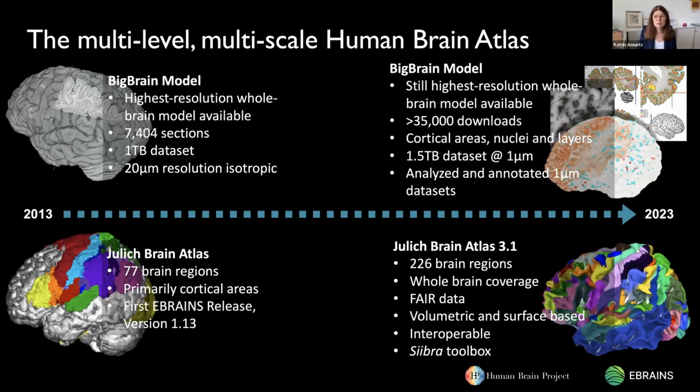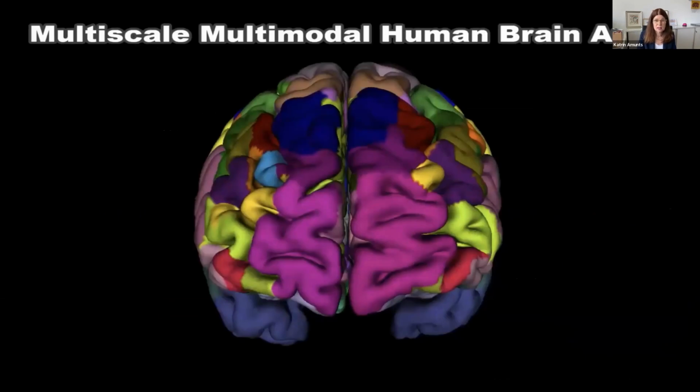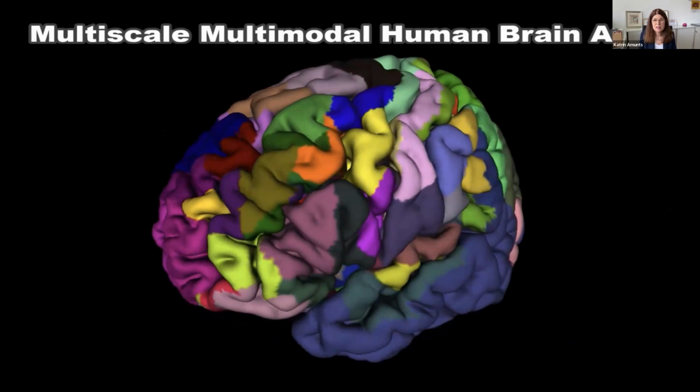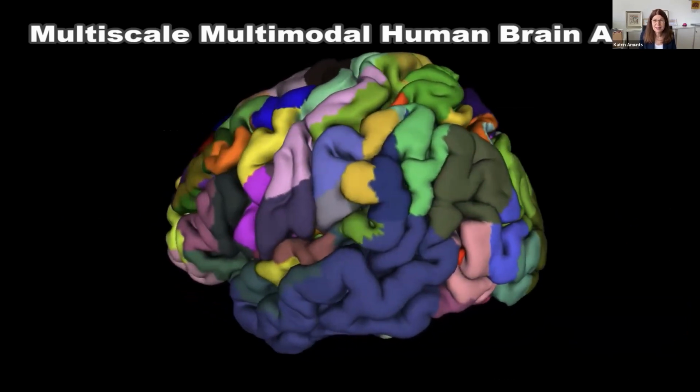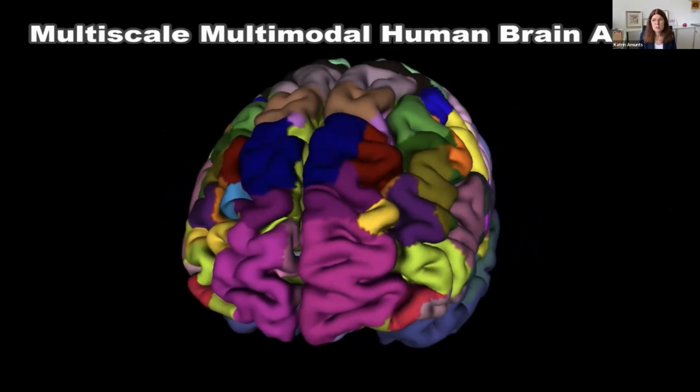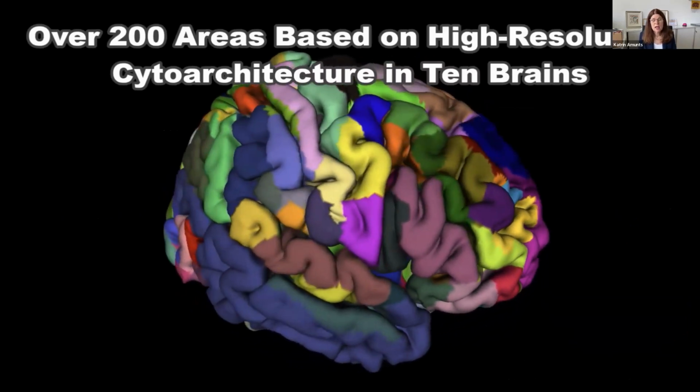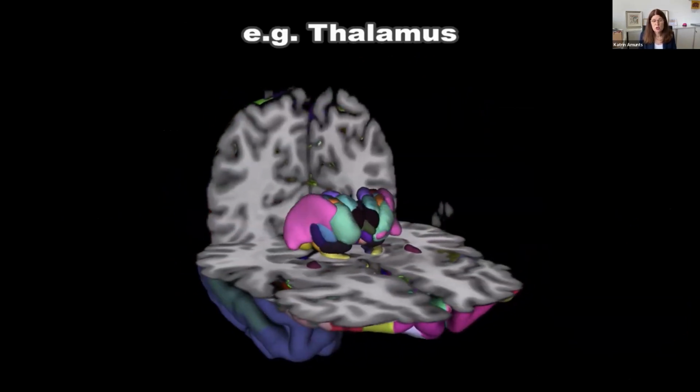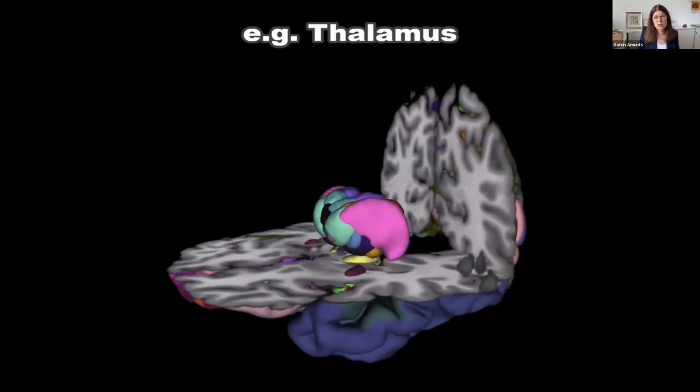When we look to the Julich-Brain atlas, then we now have many more brain regions, with whole brain coverage. These data are available according to FAIR principles, and there are different formats: volumetric, surface-based, interoperable, and Zebra, and you will hear about it later. So this is how it looked a couple of months ago, but the principles are still the same. And we will show you further examples during the course.